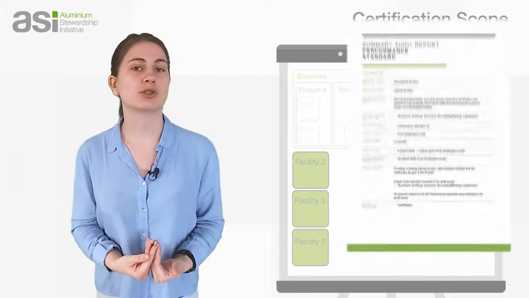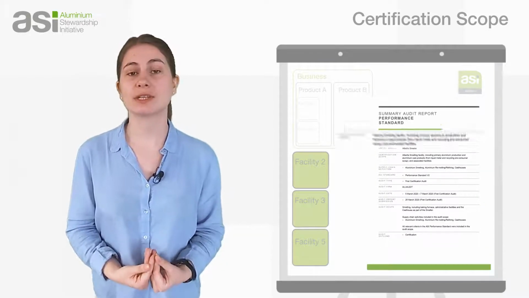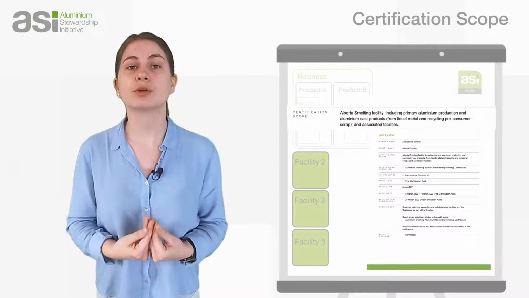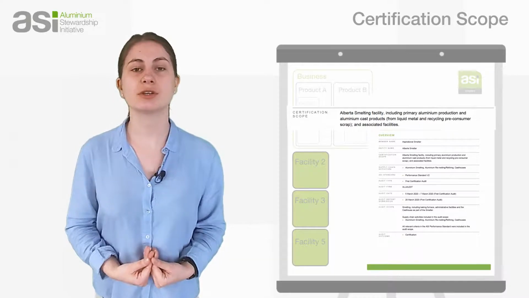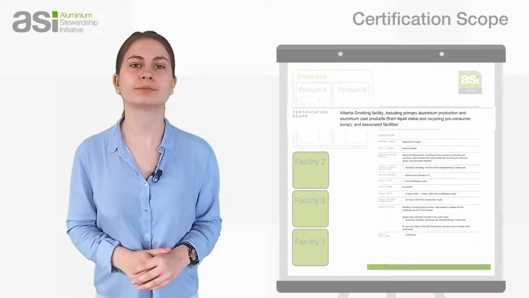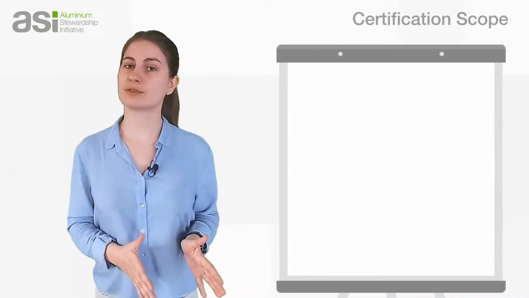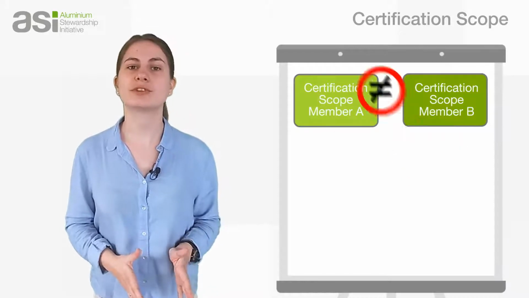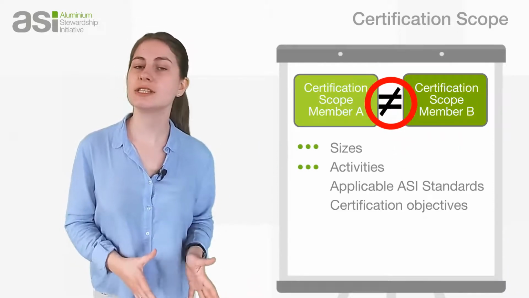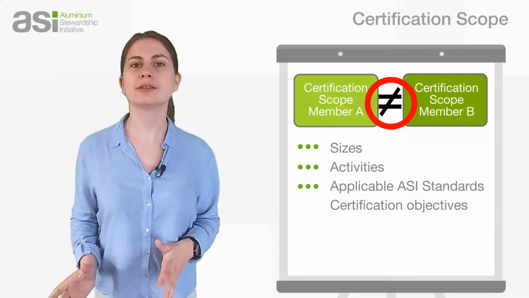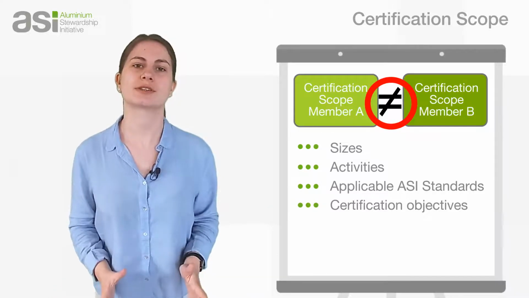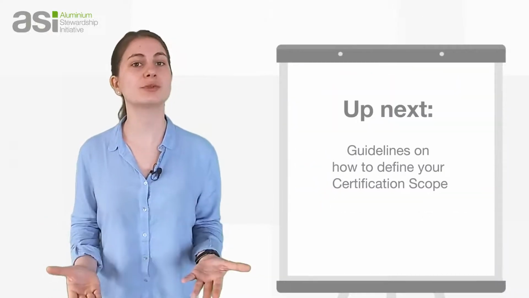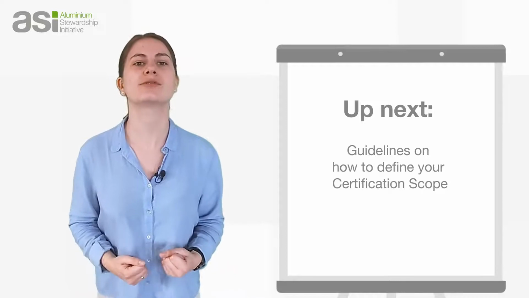The certification scope description is also published on the ASI certificate, so it communicates the ASI certification to external stakeholders. Each member's certification scope will be different, reflecting their different sizes and activities, the applicable ASI standard, and their certification objectives. Let's start with some guidelines on how to define your certification scope.